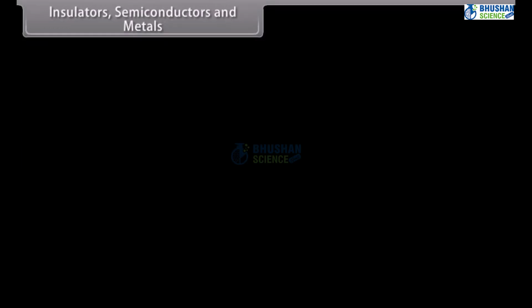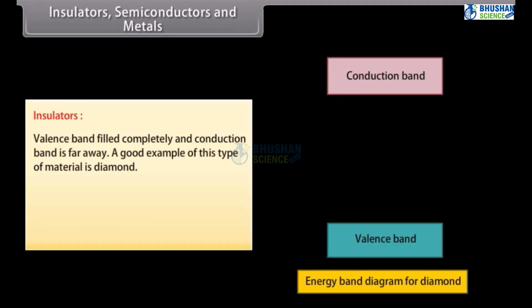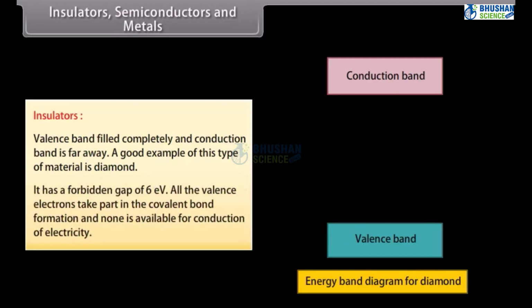Insulators, semiconductors and metals. On the basis of the band theory of solids, the solids are classified as insulators, semiconductors and metals. Insulators. Valence band is filled completely and the conduction band is far away. A good example of this type of material is diamond. It has a forbidden gap of 6 electron volts. All the valence electrons take part in the covalent bond formation and none is available for conduction of electricity.